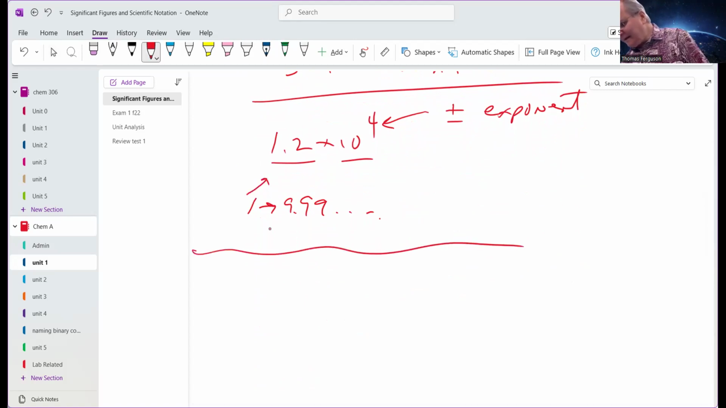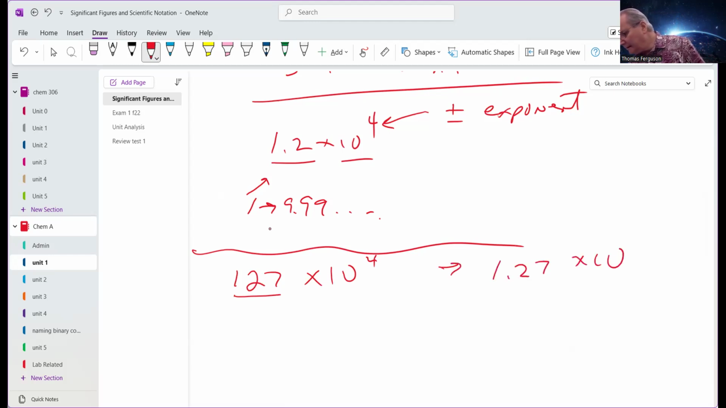So let's have something like 127 times 10 to the 4th. Okay, so that's an improper scientific notation. You always have to have proper notation when you're talking about scientific notation. So the first thing you do is convert this to a number from 1 to 9.9. So it'd be 1.27. So the way I was showing you yesterday is one way. Okay, so this is the way I showed you yesterday.